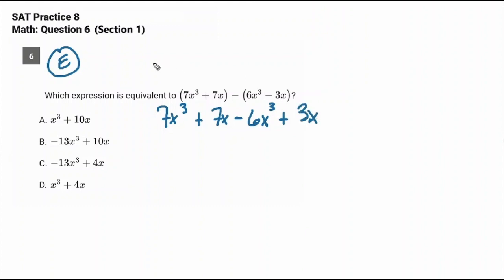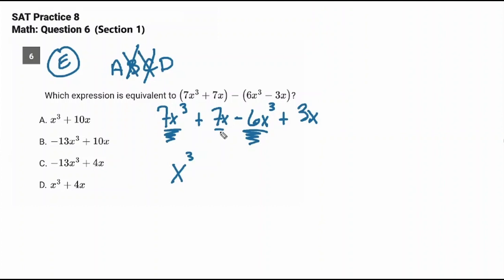3x. I'm going to write down A, B, C, D, and I'm just going to combine like terms one at a time. So here's 7x to the third. This goes with any other x to the third. See any? There's one. So it's 7 minus 6 x to the third. So it's just x to the third. So now go and cross off any answer choices that don't have just x to the third. So B and C are gone.